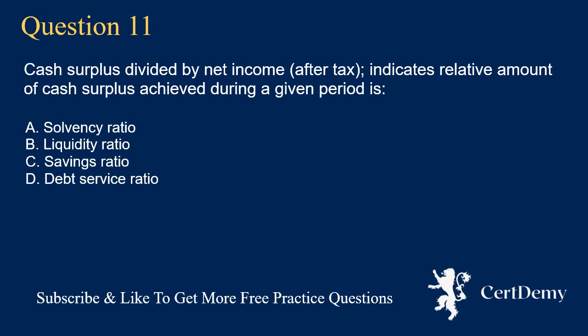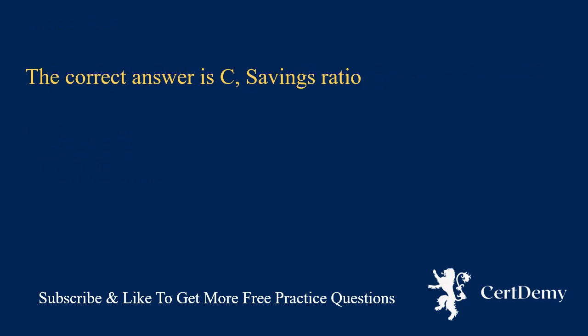Question 11. Cash surplus divided by net income, after tax, indicates the relative amount of cash surplus achieved during a given period. It is A. Solvency ratio. B. Liquidity ratio. C. Savings ratio. D. Debt service ratio. The correct answer is C. Savings ratio.